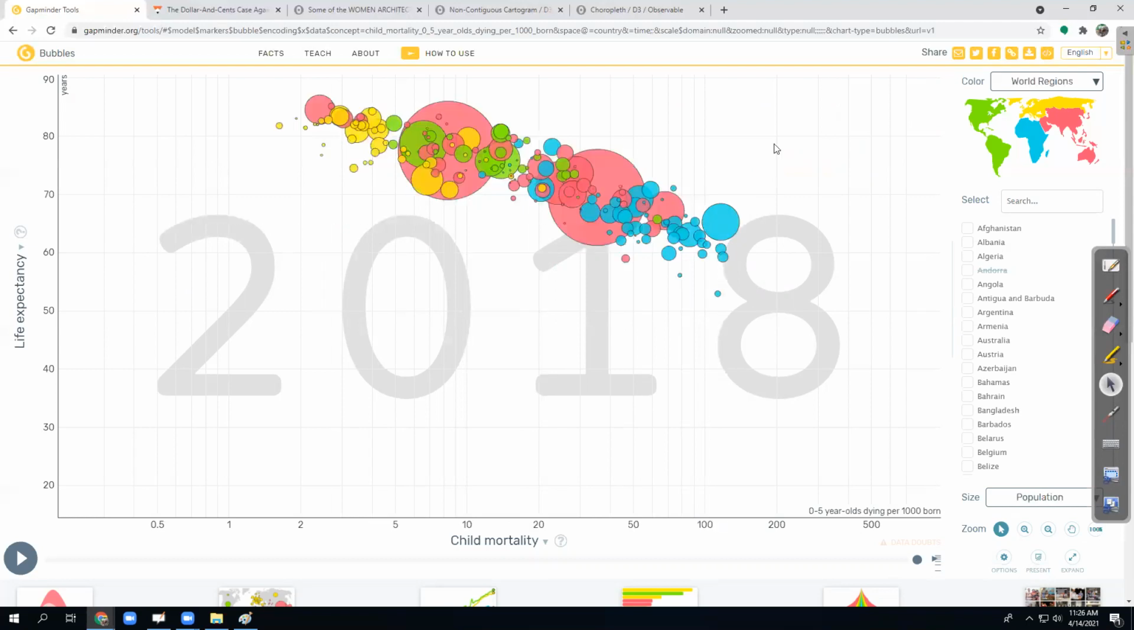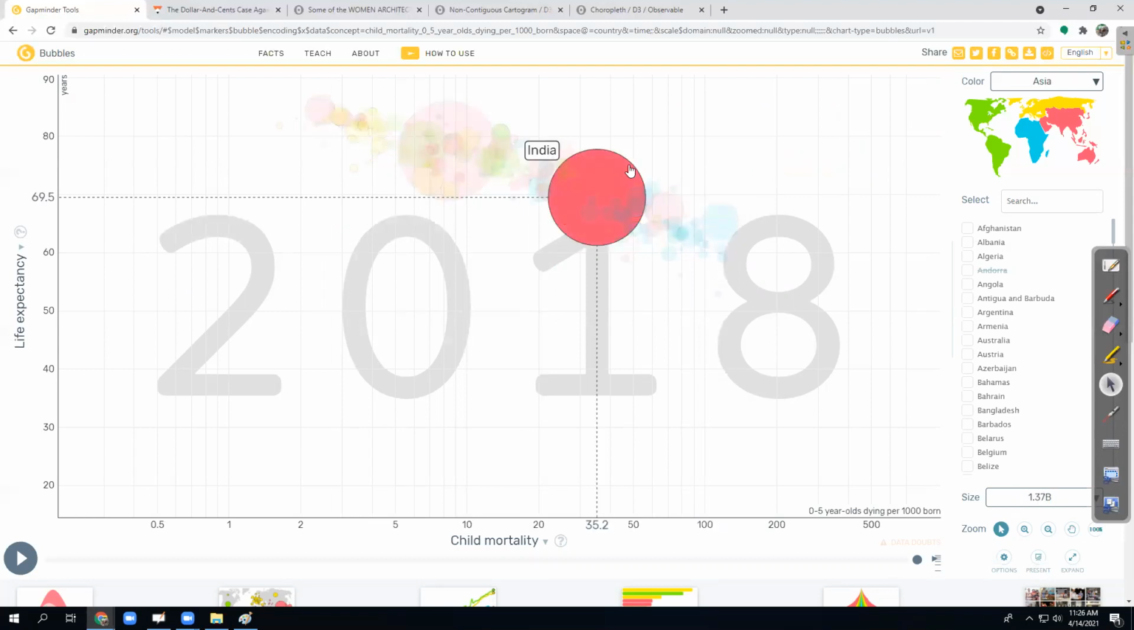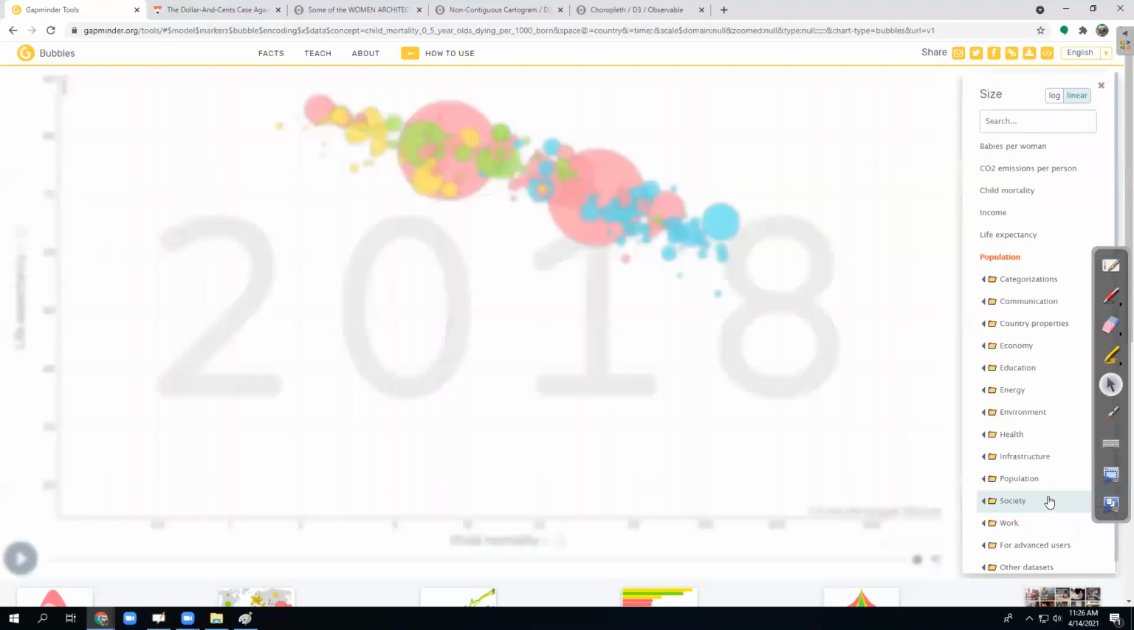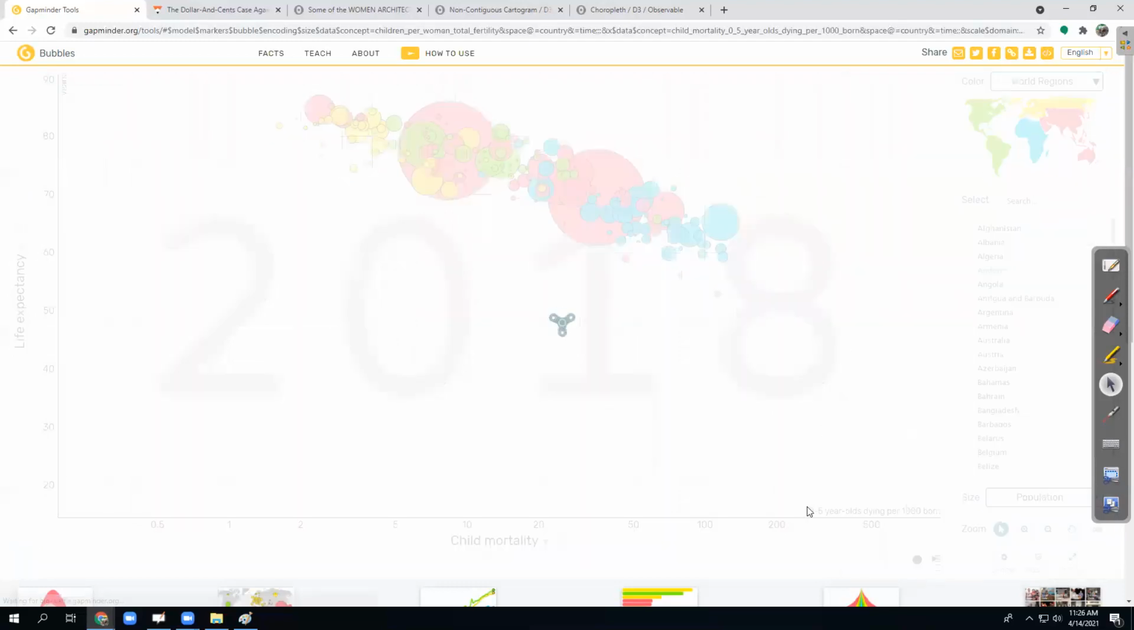Lots of different things you can look at here. And you can also change the bubble size somewhere on here. Oh, I think that's down here. There we go. So you can have the bubbles be something else, like babies per woman.